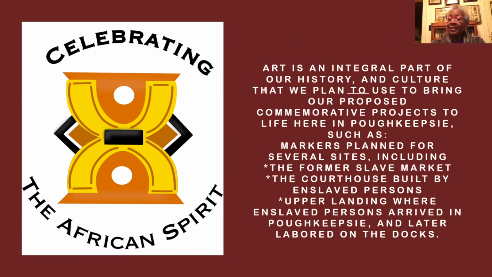Art is an integral part of our history and culture that we plan to use to bring our proposed commemorative projects to life here in Poughkeepsie, such as markers planned for several sites, including the former slave market, the courthouse built by enslaved persons, and Upper Landing. Upper Landing is a spot on the Hudson River where enslaved persons arrived in Poughkeepsie and were later put to labor on the docks and were sold to other slaveholders in the area.